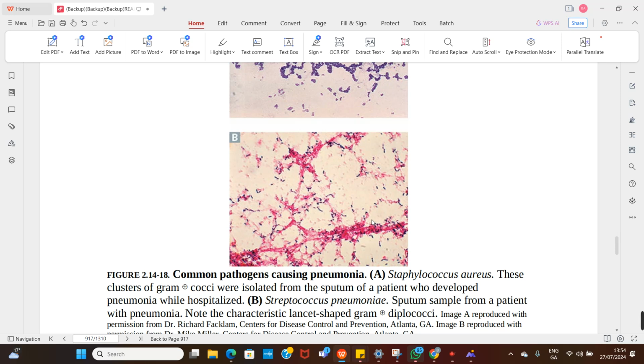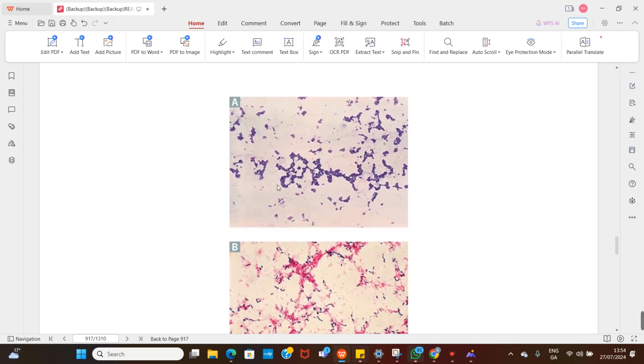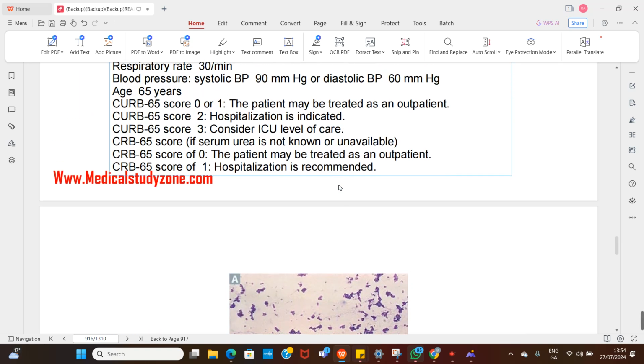Anybody? It's blue, it's purple. Appearing blue or purple, so this is going to be gram positive, right? And they are kind of paired together. So this gram positive cocci, you pick your strep pneumo. Very easy stuff. This is gram positive in clusters. This is your staph aureus. You don't have to be a genius to know all these things.